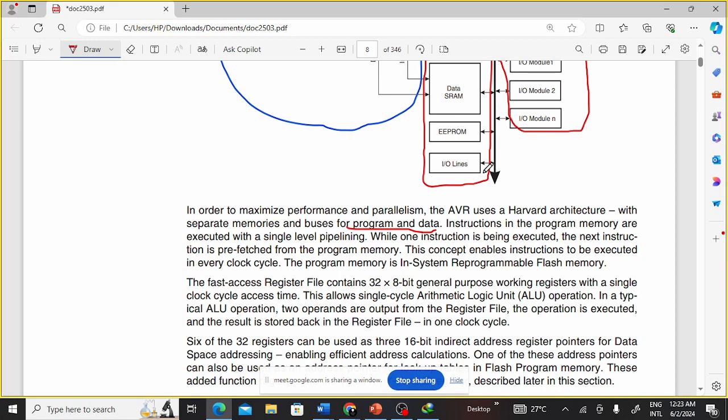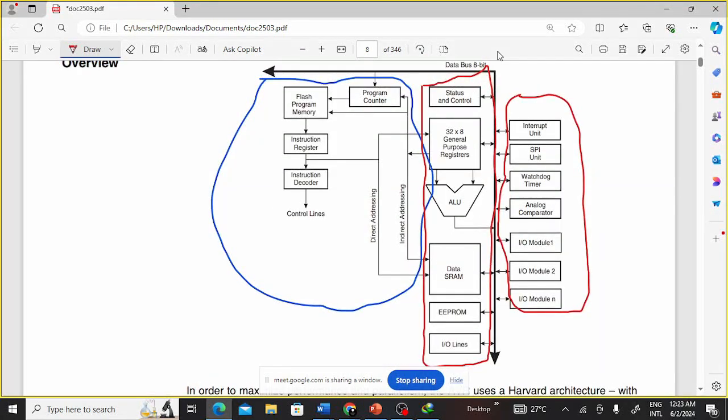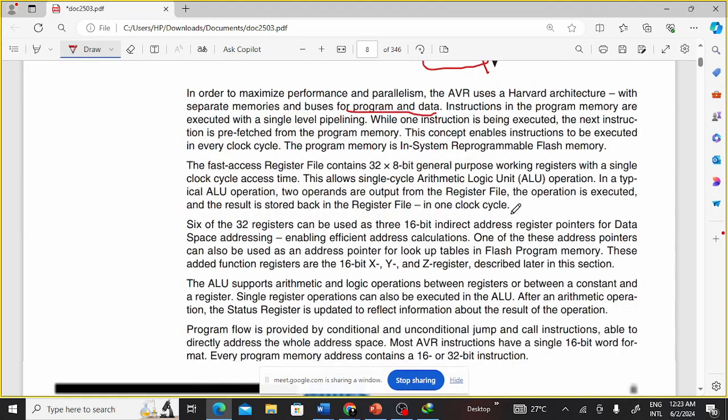It's two separate buses, and these are the buses. This one is for program, this one is for data, and this one is for program. Alright. So instructions in the program memory are executed with single level pipelining. While an instruction is being executed, the next instruction is being prefetched from the program memory. This concept enables the instructions to be executed in every clock cycle.